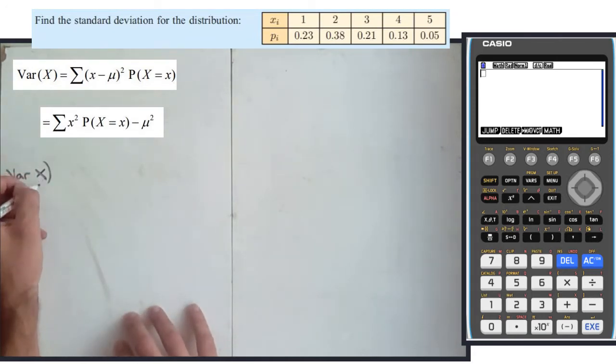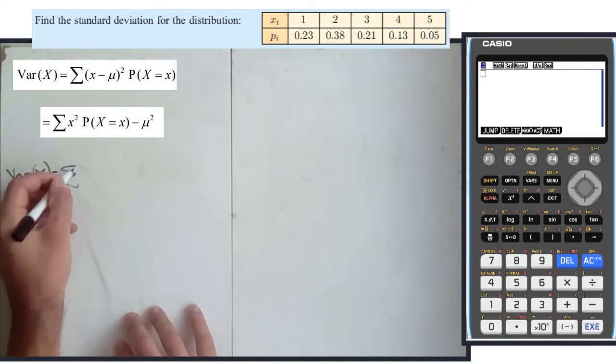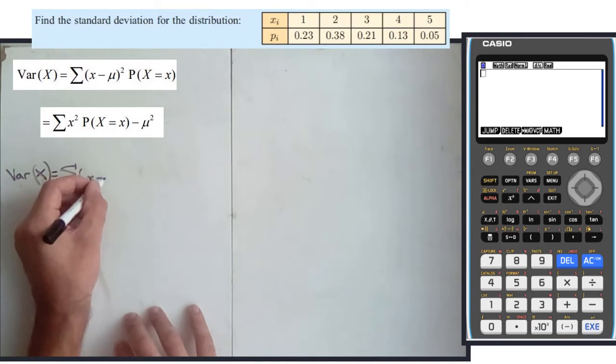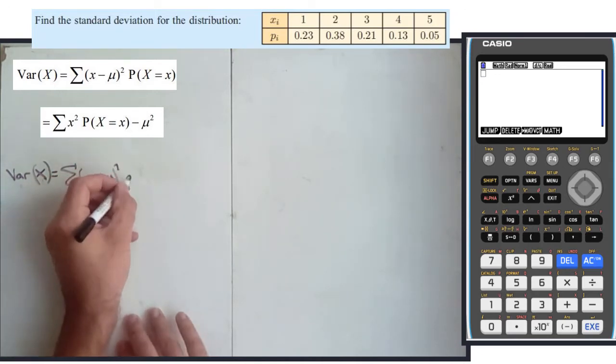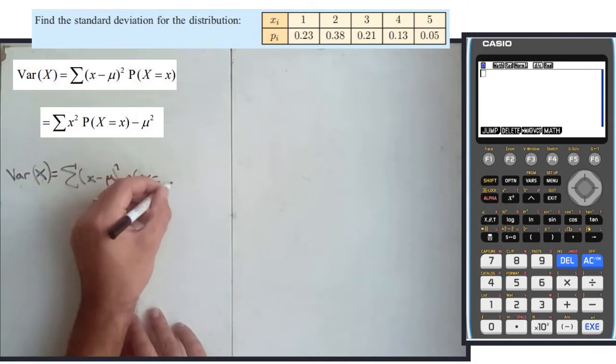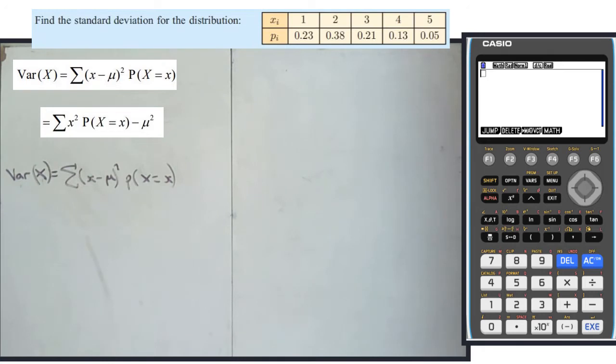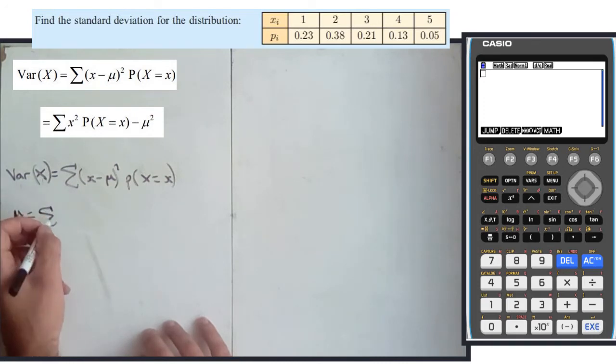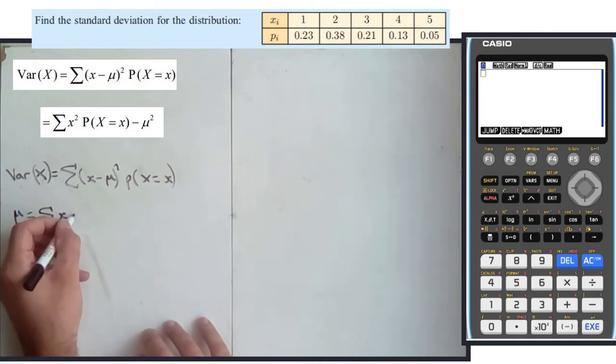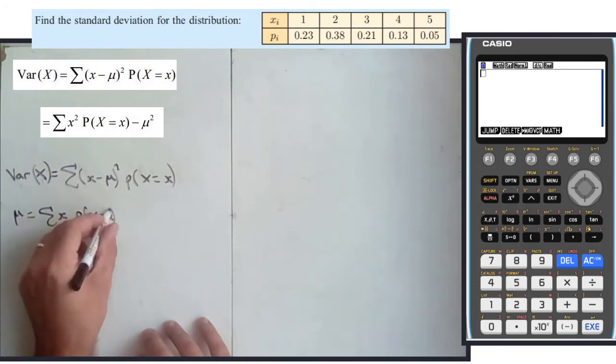So the variance of x equals the sum of (x minus mu) squared times P(X = x), just like that. This is the mean of the squared deviations. Before we do anything, we're going to need to know what mu is. In our table, we've got all the x values and their corresponding probabilities. The mean, or mu, is given as the sum of x times P(X = x). So we're going to have to do that first.